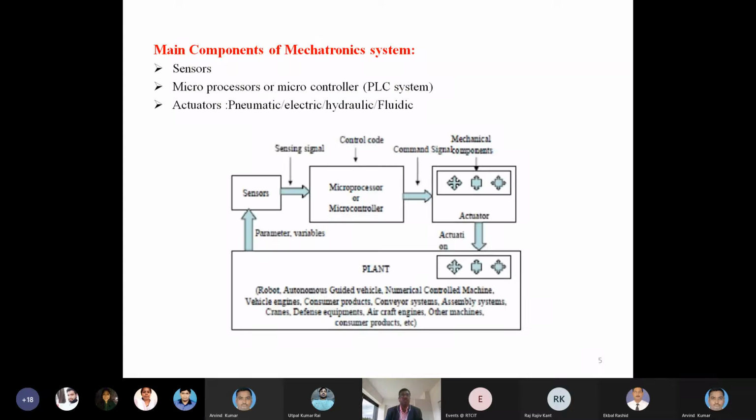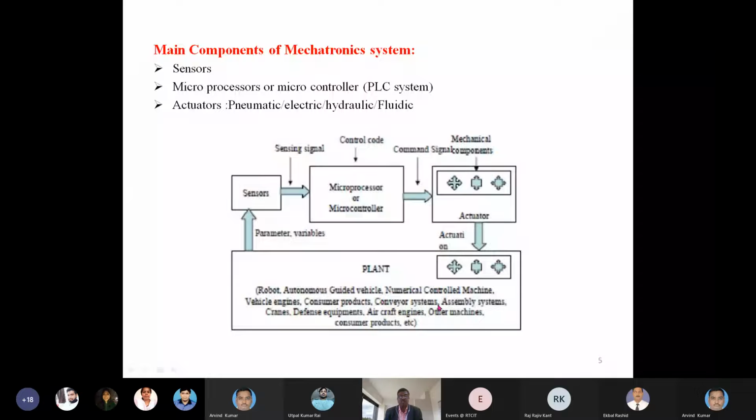Now the main components, as I told you, are three: the sensor, the microprocessor based controller, or we call it the microcontroller, which is a completely electronic system, sometimes also called a programmable logic controller, PLC system, and then the actuation system. Consider this is the plant over which we wanted to have control of many parameters. The plant may be a process, a robot, an autonomous guided vehicle (AGV), a numerical control machine, or a consumer product like a washing machine or anything else.